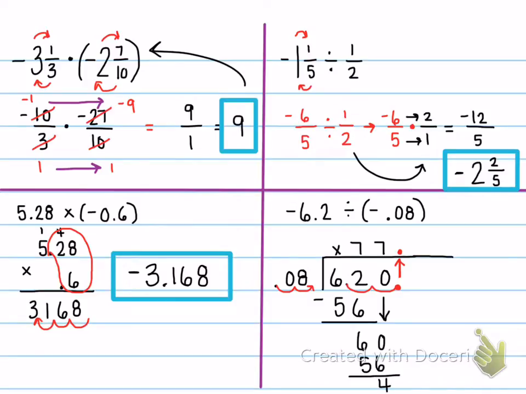Now I've reached an end to my problem. I'm going to add a 0. Notice that 0 is on the other side of the decimal. I'm going to bring that down. 8 into 40 is 5 times, and that is 40. So we are done with the problem. If you weren't done, you would continue to add zeros until it either terminated or formed a pattern. So when I look at this answer, I have 77 and 5/10. And the answer is positive because my signs were the same.